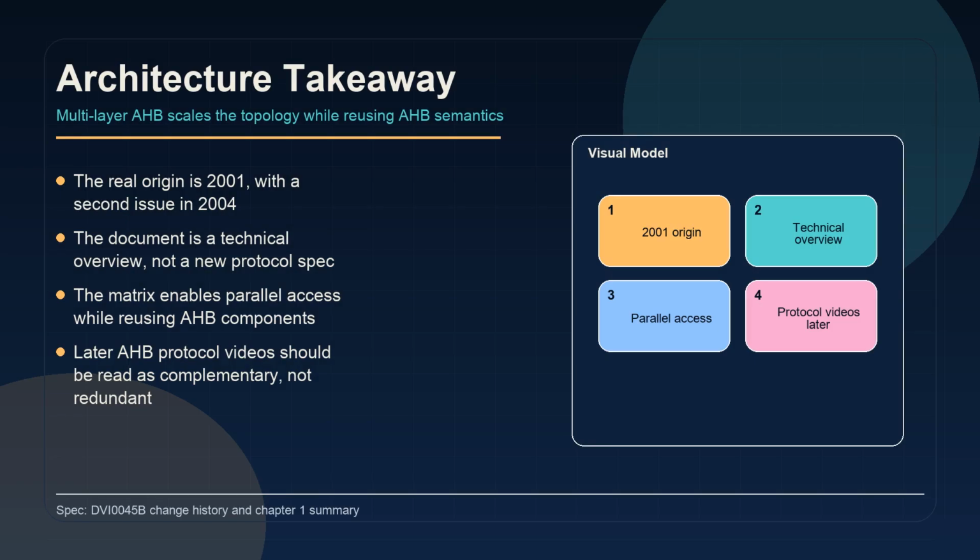The architectural takeaway is that multi-layer AHB scales the topology rather than redefining the bus. Its origin is in the 2001 and 2004 document issues. The matrix enables parallel access, but it still relies on familiar AHB building blocks and semantics.